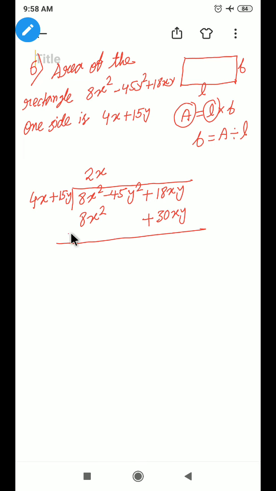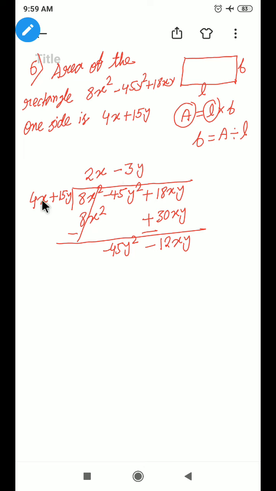Now do the subtraction. This 8x square will be cancelled out, and minus 45y square comes down, and if you subtract these two, you will get here minus 12xy. Now which number do you have to multiply to 4x to get minus 12xy, because y will not come here? That will be minus 3y.